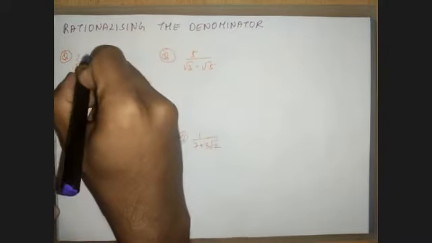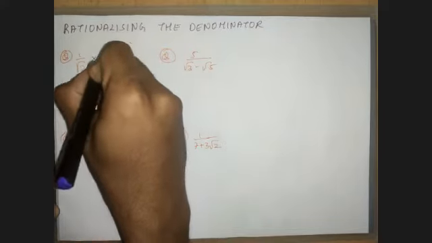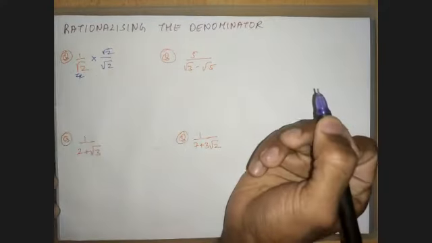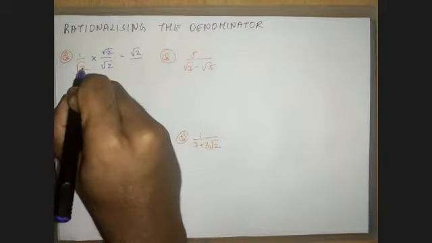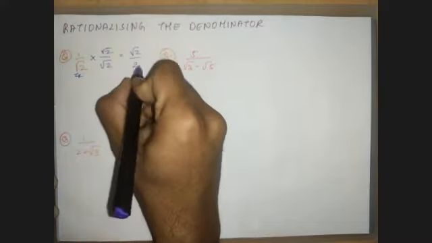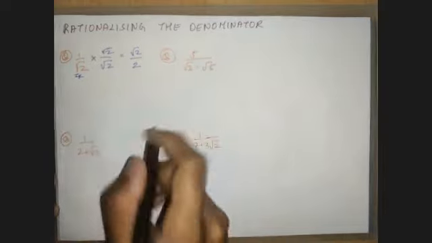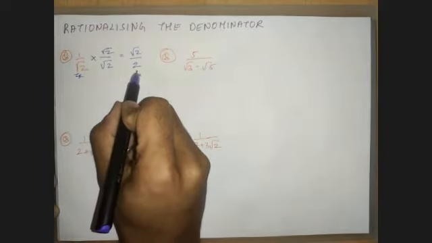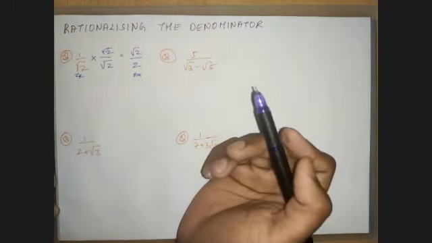So how do I rationalize? I multiply it with the same number. Multiply and divide with the same number, root 2 divided by root 2. So what happens? In the numerator, I get root 2 into root 2, which is root 2 square. That is nothing but 2 itself. Right? So here, if I see the denominator is a rational number, so I have rationalized it. So when I have an irrational number, I have to multiply it.